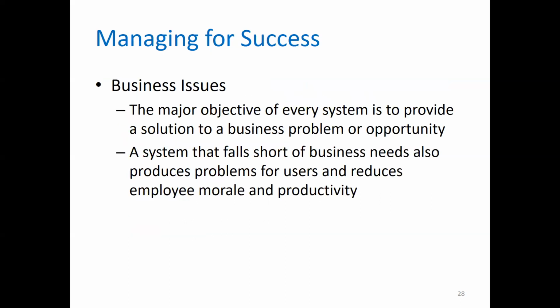Managing for success, business issues. The major objective of every system is to provide a solution to a business problem or opportunity. Lecture 1, we've learned it. So why a new system is being created is basically to resolve a problem or to make services better. A system that falls short of business needs also produces problems for users and reduces employee morale and productivity.